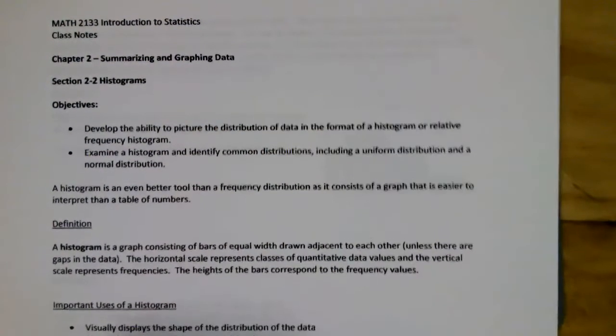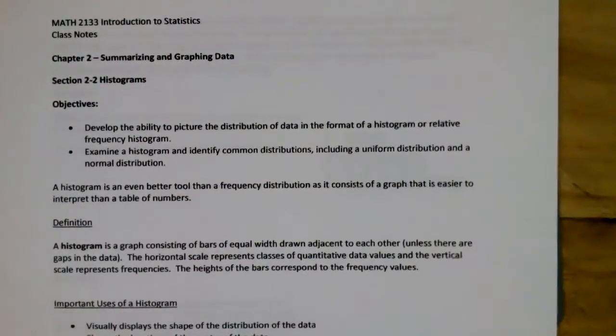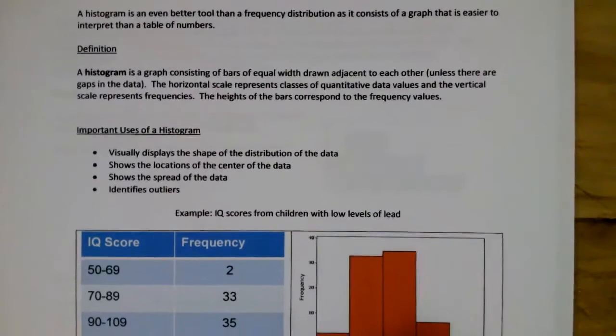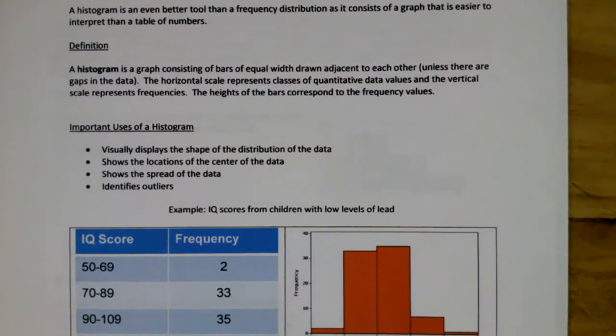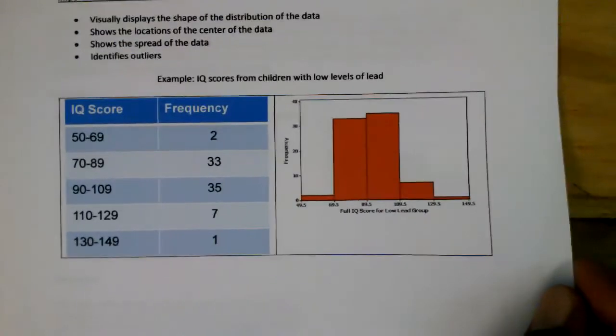Now, there are some important uses of a histogram. A histogram visually displays the shape of the distribution of the data. It also shows the location of the center of the data. It also shows the spread of the data, and it identifies something called outliers. And those outliers are considered to be data values that are far away from the other values in that data set.